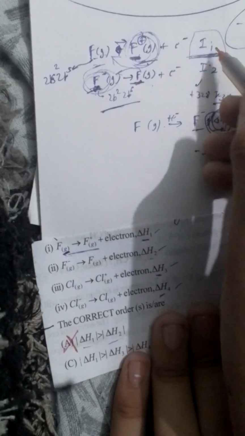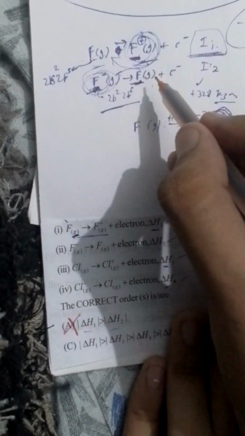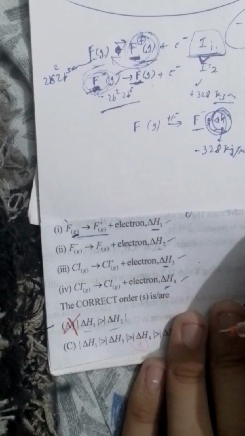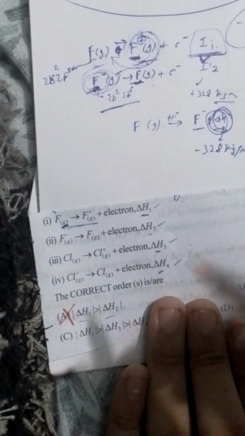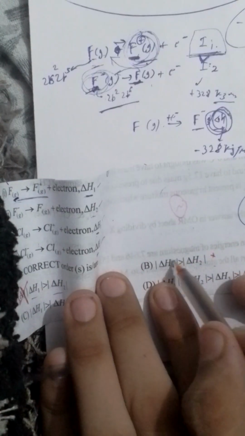So we know that both are positive, because we have to supply some energy to remove an electron from a stable system. So I1 would be greater than I2. Okay, now let's go for this option. No, okay, so they are, let's go for B only.